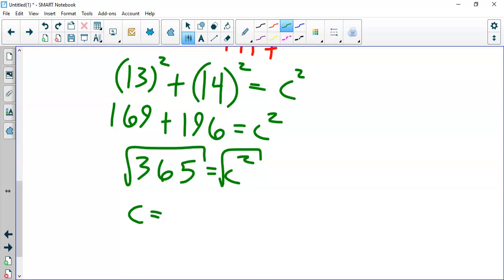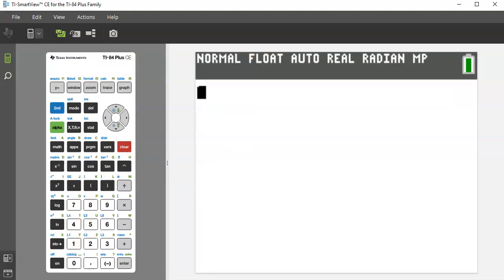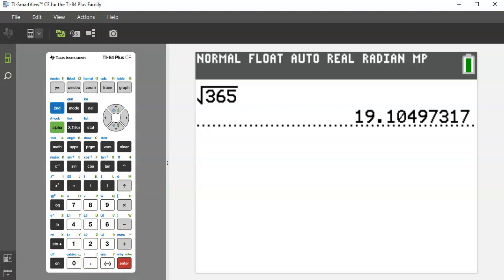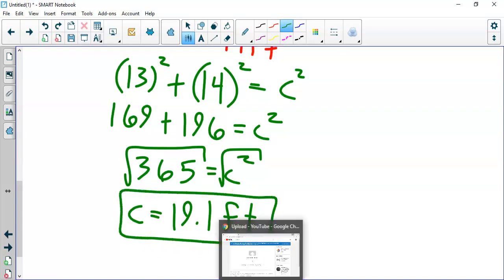All right, how do we do it in the calculator? Let's jump to the calculator real quick. So where is it? Let me clear that out there. Where can I put in a radical? Yep, second and the x squared. There's your radical. And what number are we putting in? 365. Enter. And to the nearest tenth, 1 decimal place, what is it? 19.1. 19.1. And it's in feet. Because I always like to talk about labels. Labels are important. You should always have labels.